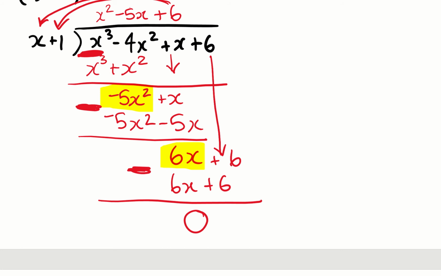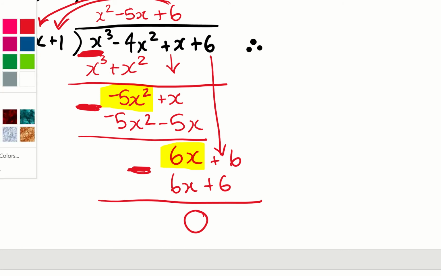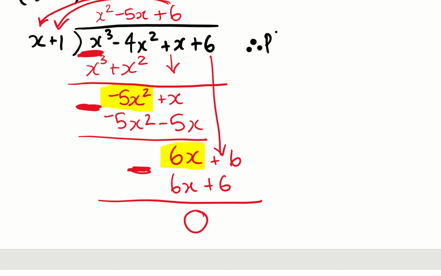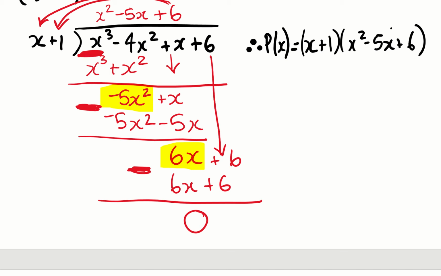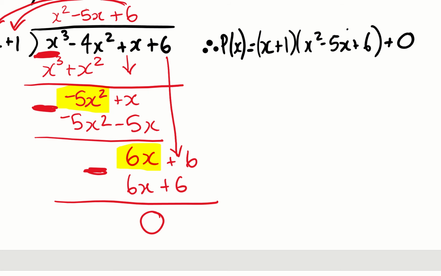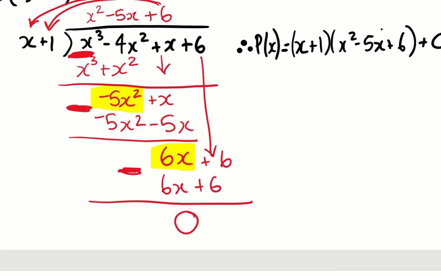However, now I can make this step. Now I can say, well, therefore, p of x is really going to be x plus 1 timesing with x squared minus 5x plus 6. Because if I take my polynomial and divide by x plus 1, I get that value. And my remainder for this case is plus 0. So now I've written it in that form from above.